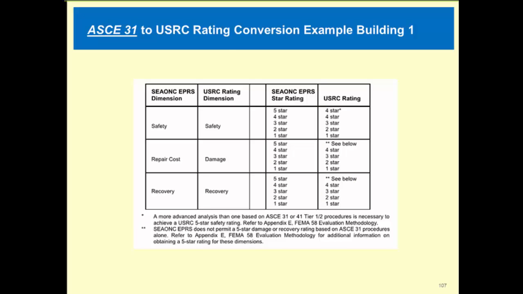Now how do we map this to the USRC rating? We look at the table listed at the very beginning of Appendix D. A 2-star safety rating matches to 2 stars USRC, 1-star repair cost matches to a 1-star in damage, and a 2-star recovery matches to 2-star recovery of the USRC. And again, I want to reiterate that the USRC methodology does allow you to use either ST-Risk, HAZUS, or FEMA P-58 in order to improve your repair cost or damage dimension.